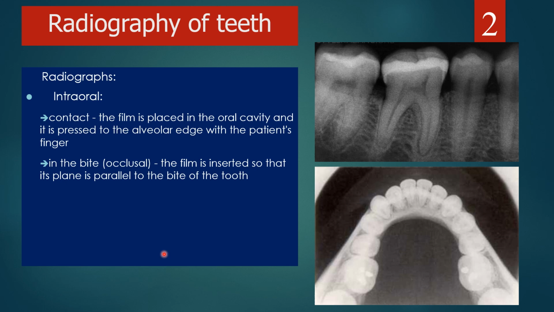Radiography of teeth. The radiographs can be intraoral and extraoral. When we speak about the intraoral type of radiograph, it can be contact and in the bite occlusal. When it is contact, the film is placed in the oral cavity and it is pressed to the alveolar edge with the patient's finger. When the radiograph is in the bite occlusal, the film is inserted so that its plane is parallel to the bite of the tooth.